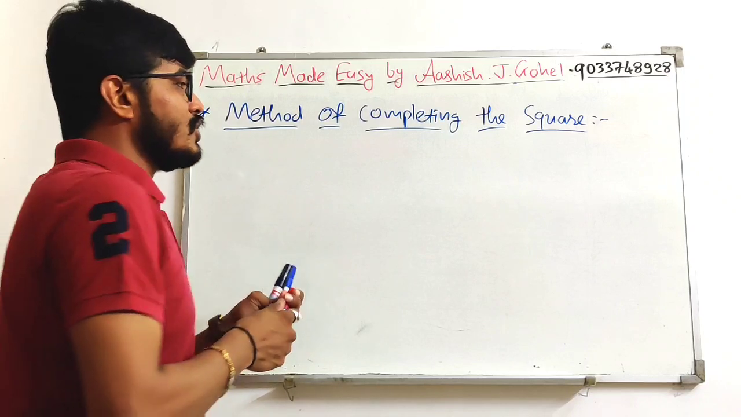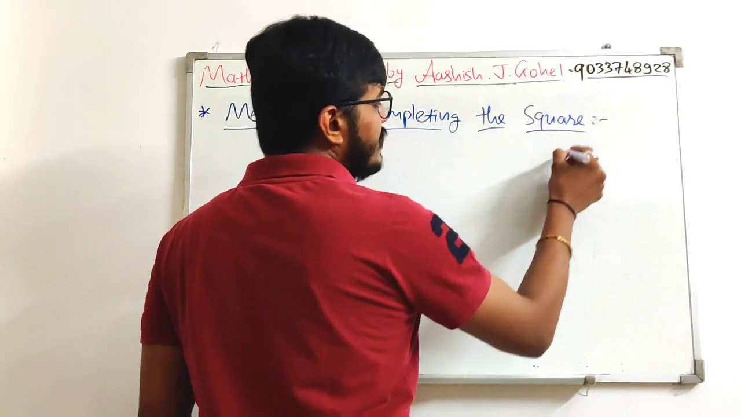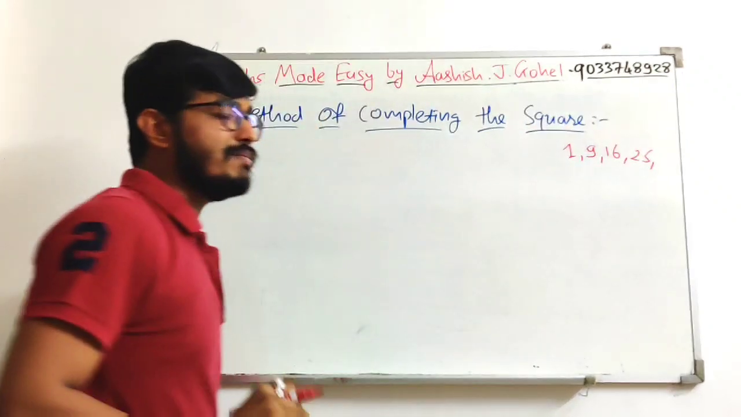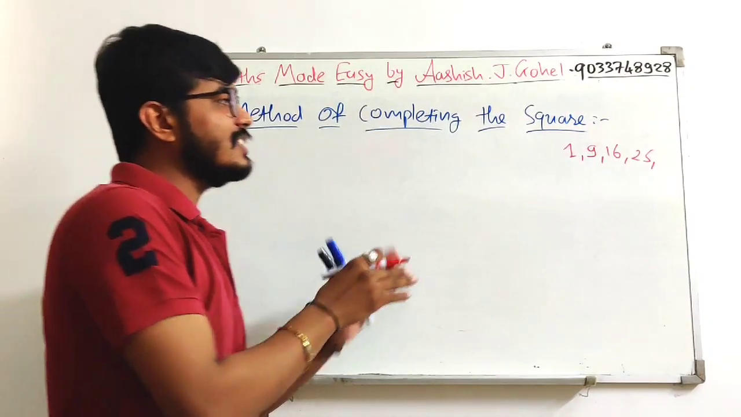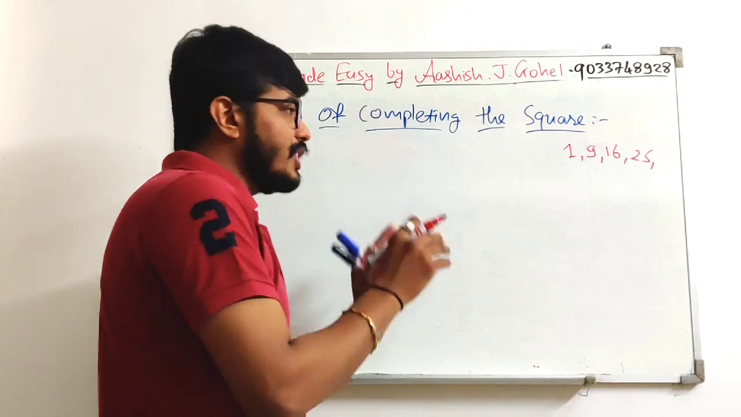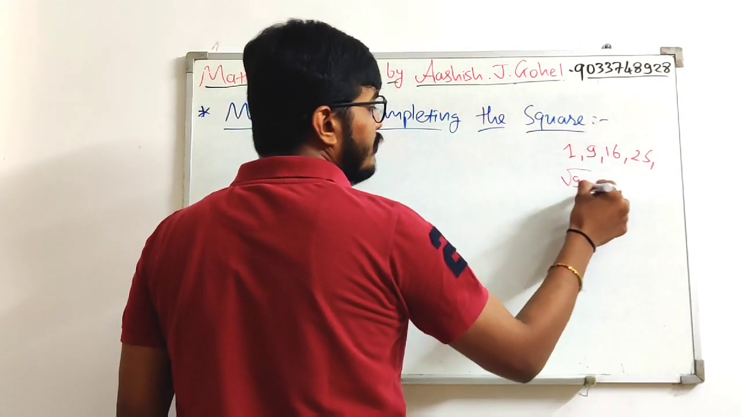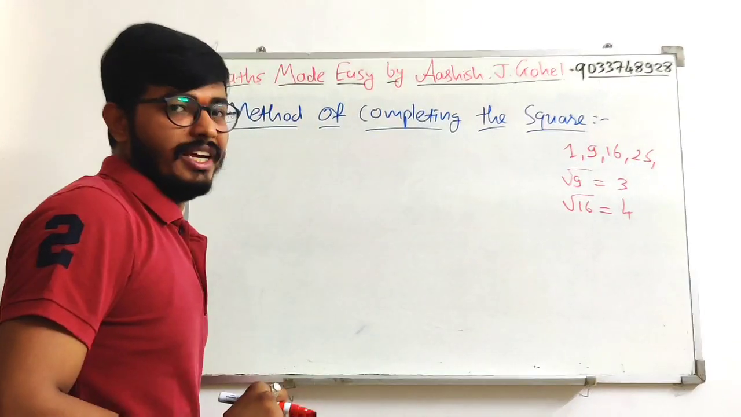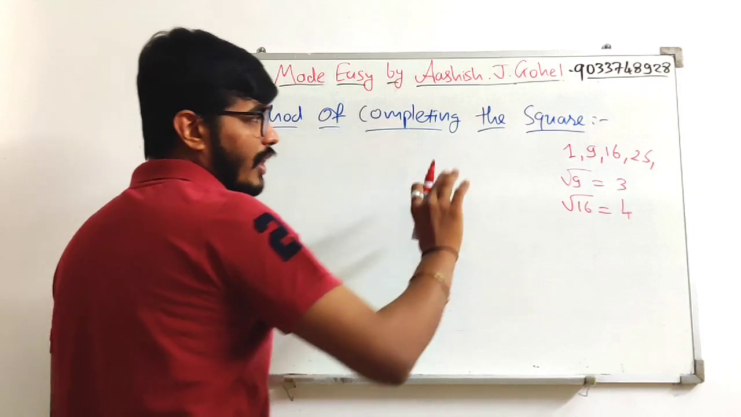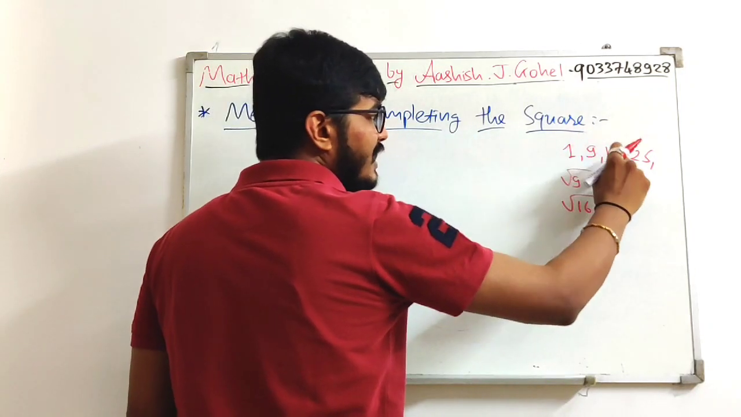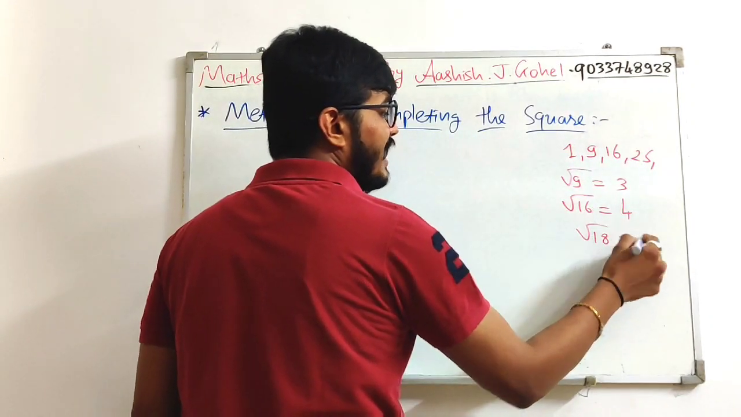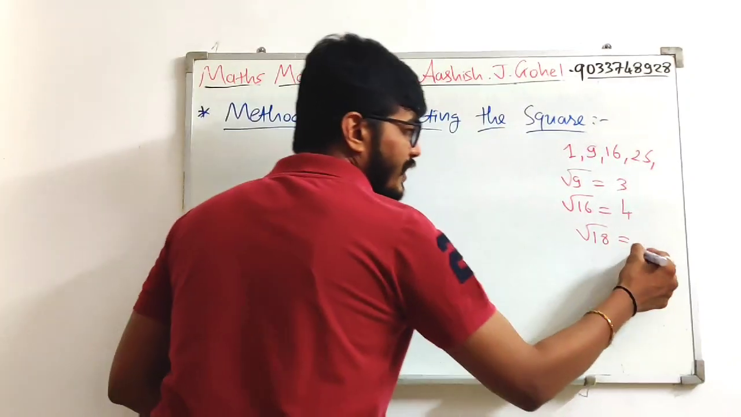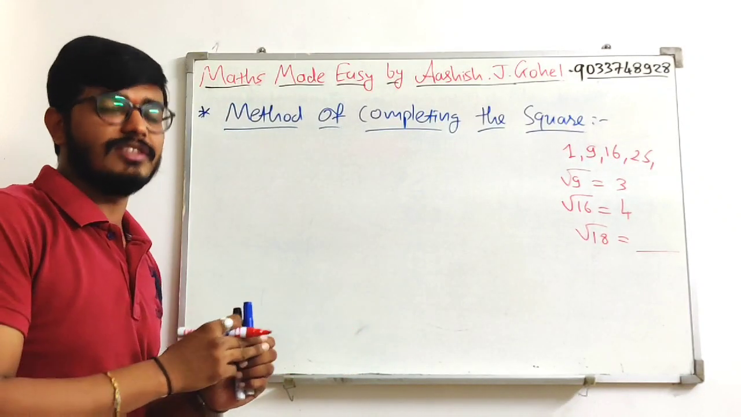Complete the square. If I say the numbers 1, 9, 16, 25, 36, all these numbers are perfect square numbers. Why do we call these numbers perfect squares? Because if I take the square root of these numbers, I get an exact integer value. Now let us take the square root of another number, say 18. You will not get a perfect answer, you will not get an integer, you will get a fractional answer.